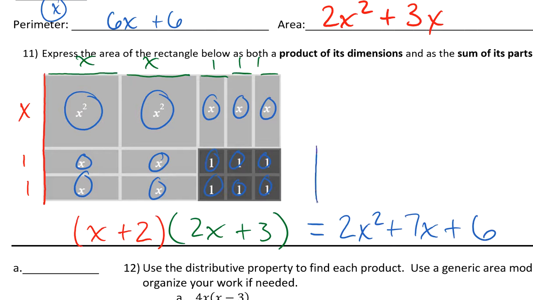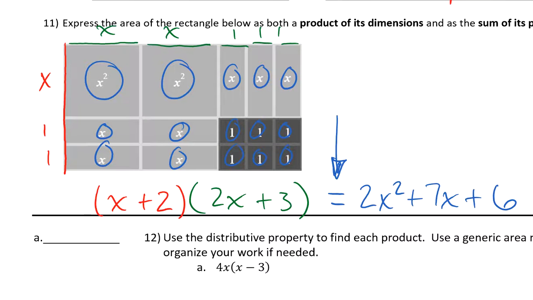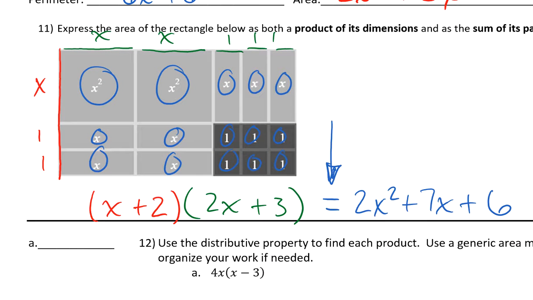So the thing is that these are literally equivalent to each other, right? These are the same exact thing. Just like over here, the area 3 times 4, that is 12, and the area as the sum of the parts is 12. Over here, these are actually equal to each other: the quantity x plus 2 times 2x plus 3 is the same as 2x squared plus 7x plus 6.